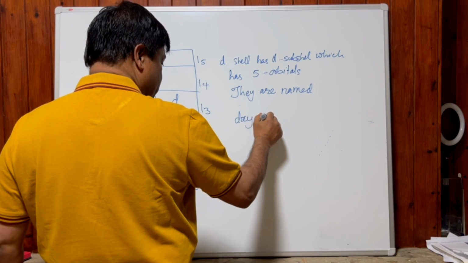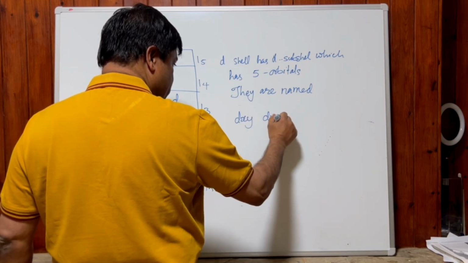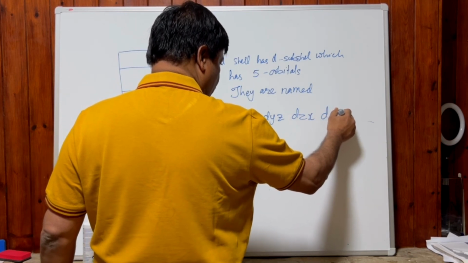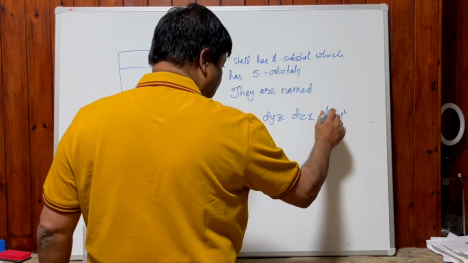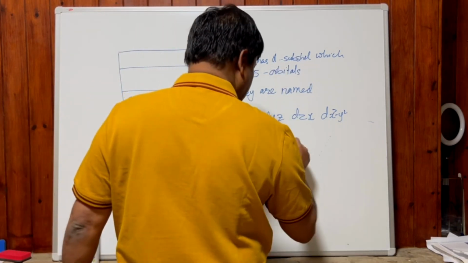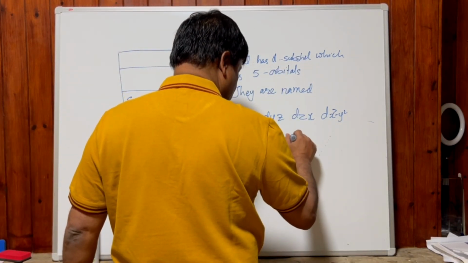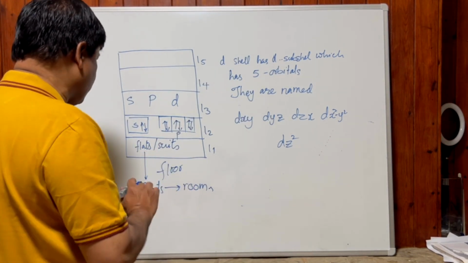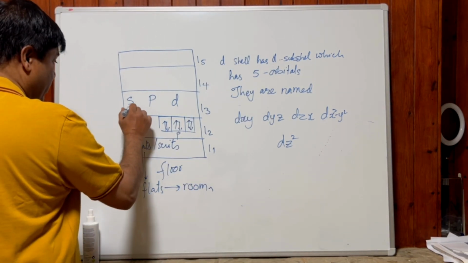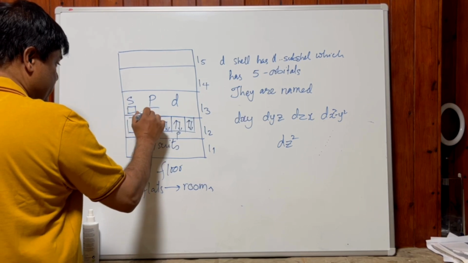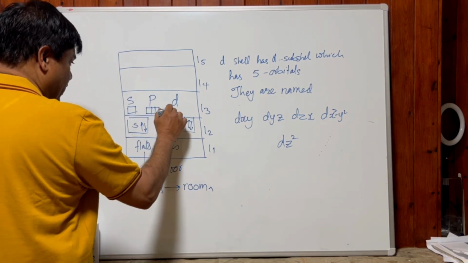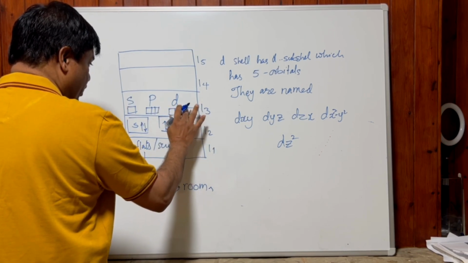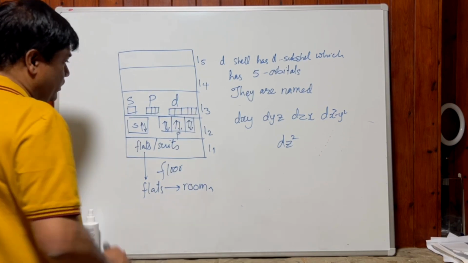dxy, dyz, dzx, dx square y square. It's not a minus sign. The last one, dz square. 5 orbitals. So D has 5 orbitals. S has 1 room, P has 3 rooms, and that D flat or D suite has 5 rooms. 1, 2, 3, 4, and 5 rooms.